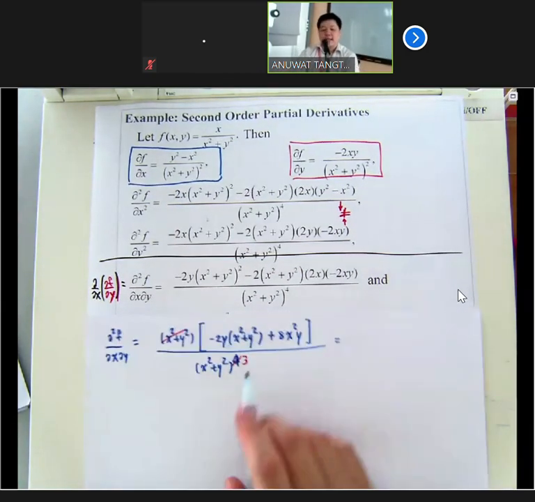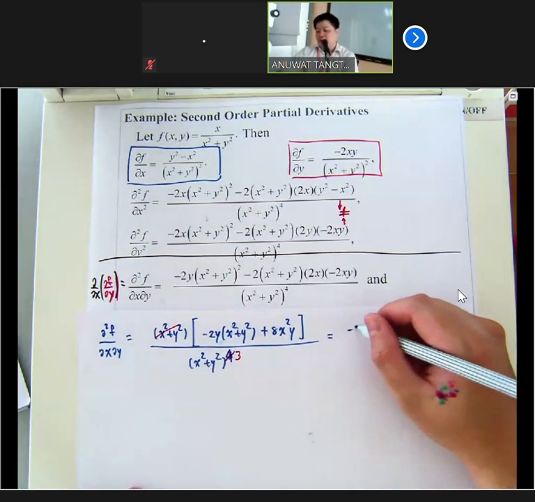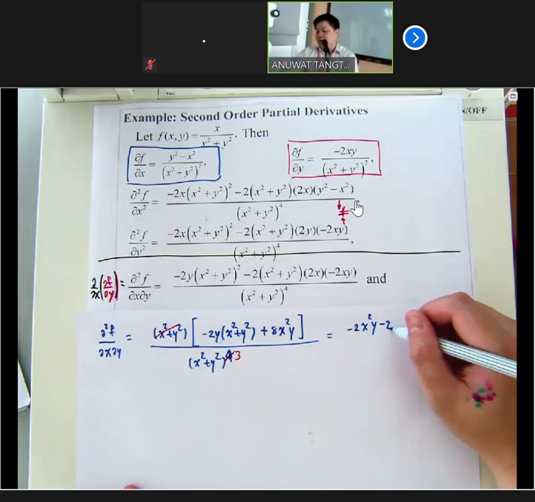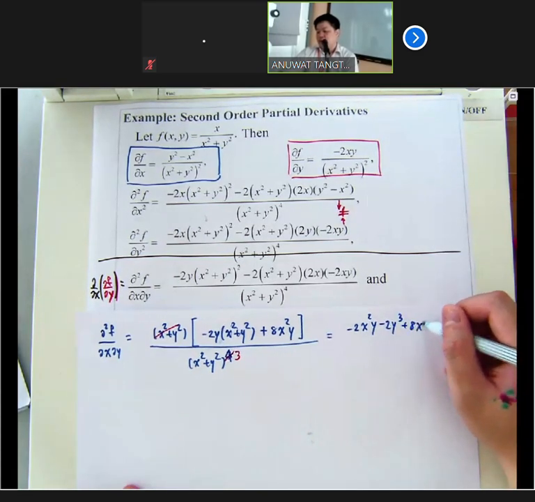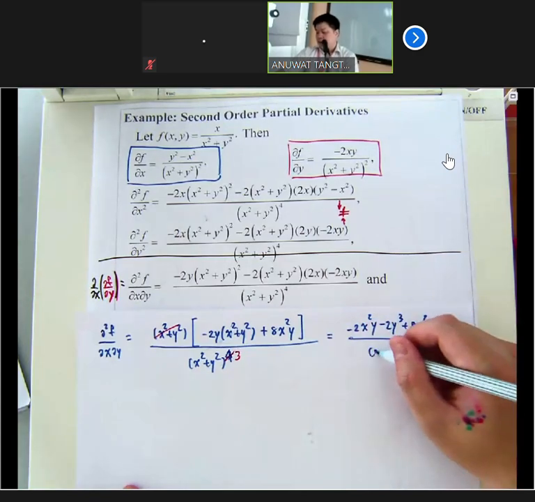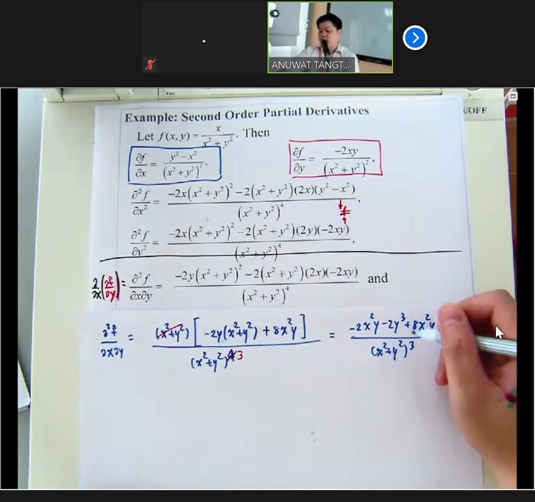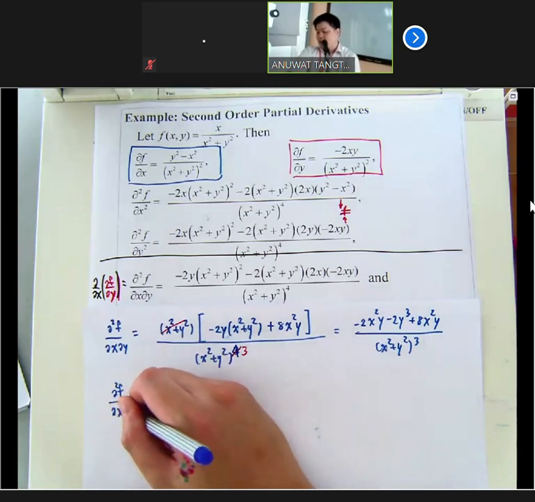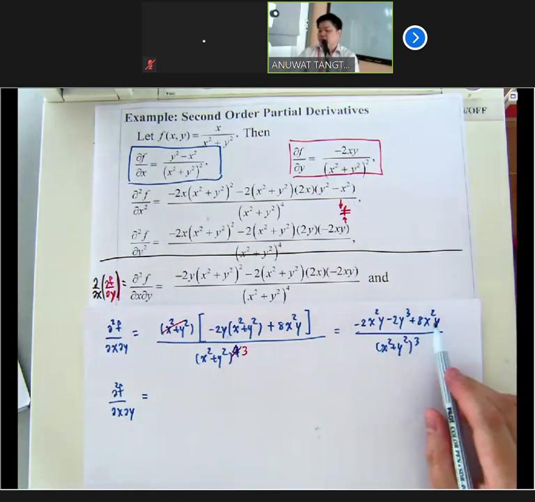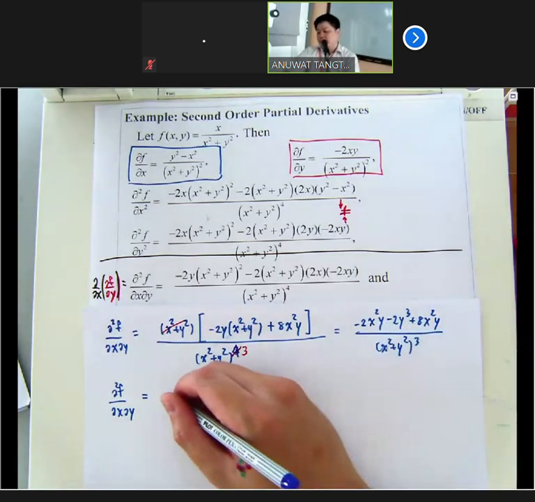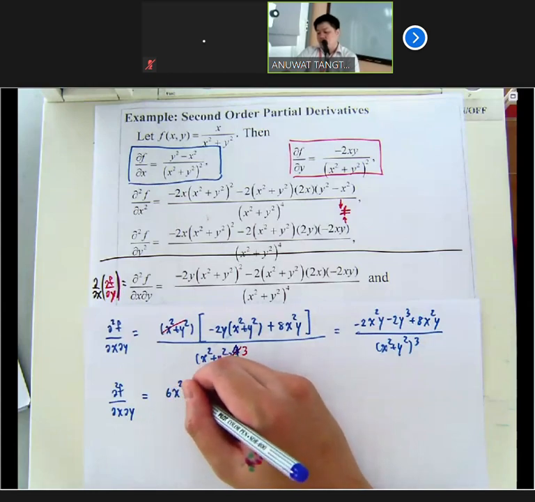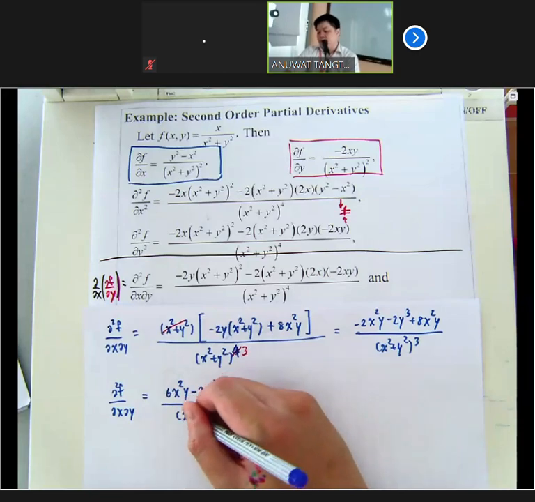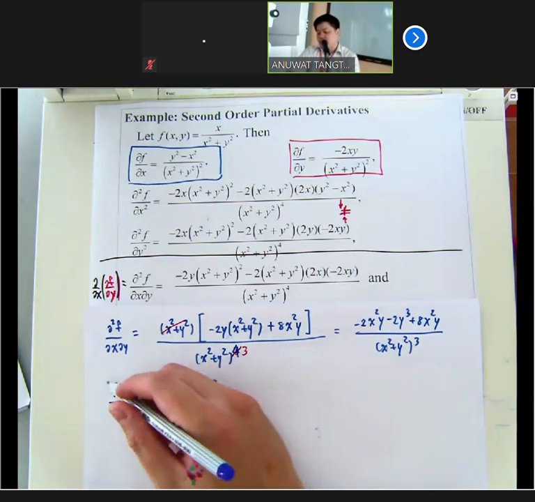And we can just multiply this out. Minus 2x squared y minus 2y cubed, and then plus 8x squared y, and x squared plus y squared to the power 3. So we conclude that d square f by dx dy is 8x squared y minus 2x squared y becomes 6x squared y minus 2y cubed, and then divided by x squared plus y squared to the power 3.